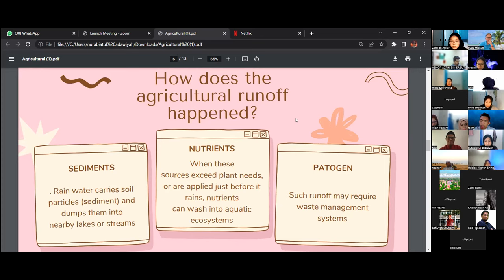High concentrations of nitrate in drinking water can cause methemoglobinemia, which is a potentially fatal disease in infants, also known as blue baby syndrome. To combat nutrient losses, farmers can implement nutrient management plans that help maintain high yields and save money on fertilizer. Pathogens: bacteria, viruses, and other harmful organisms from sources such as animal waste. Such runoff may require a waste management system.